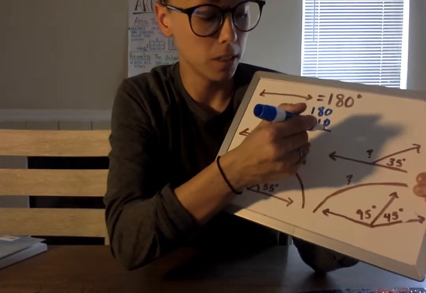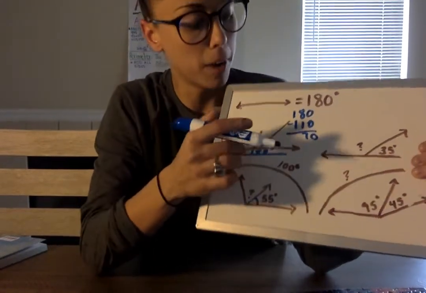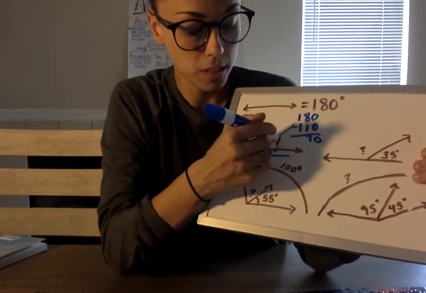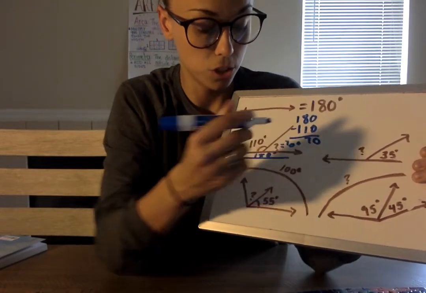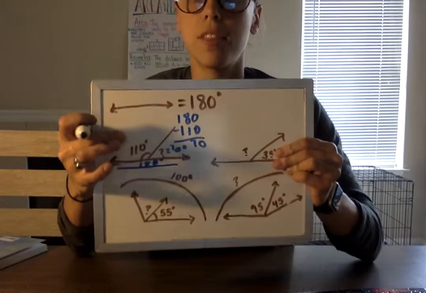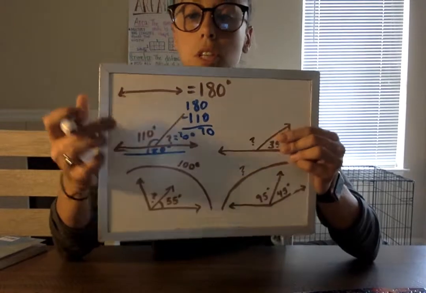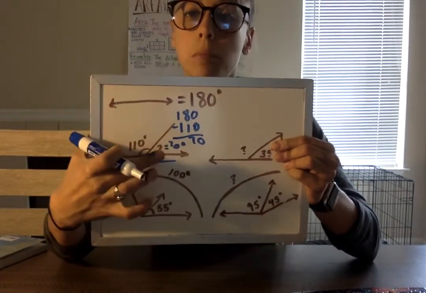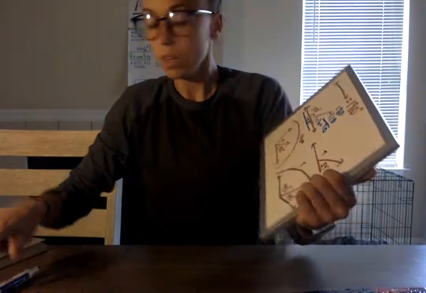Okay, we got 0 minus 0 is 0, 8 minus 1 is 7, and 1 minus 1 is 0. So this missing measurement right here in our acute angle is 70 degrees. And you can quickly check your work by making sure that these two measurements add up to 180. So you can quickly do 110 plus 70 to see if it equals 180.